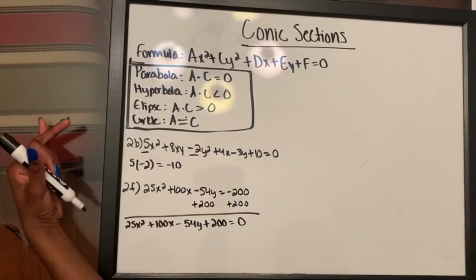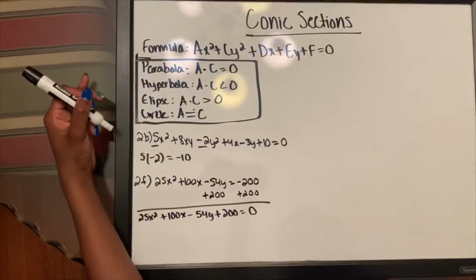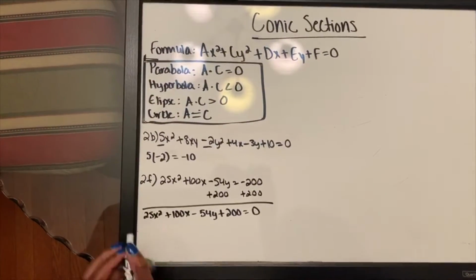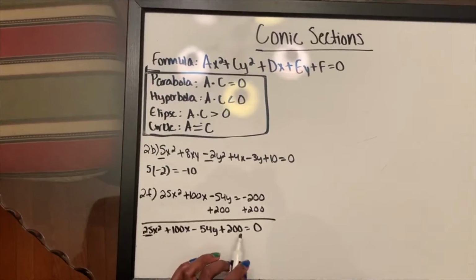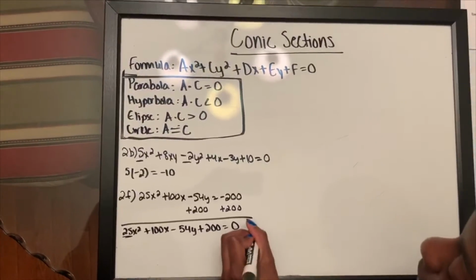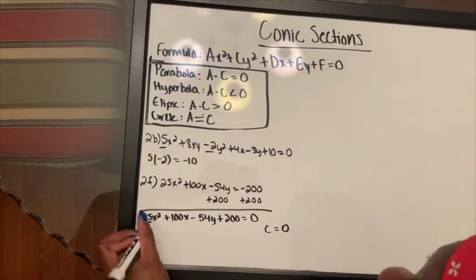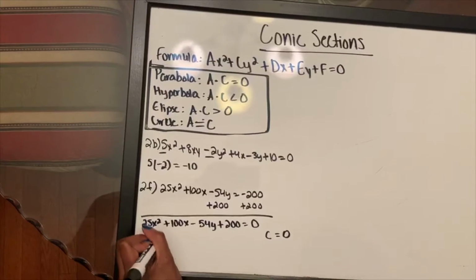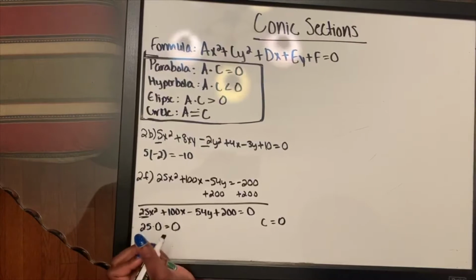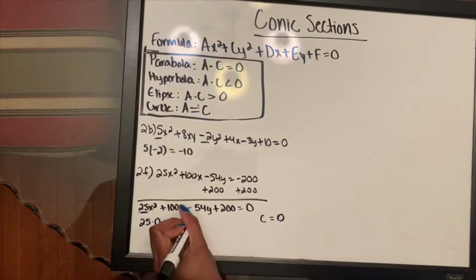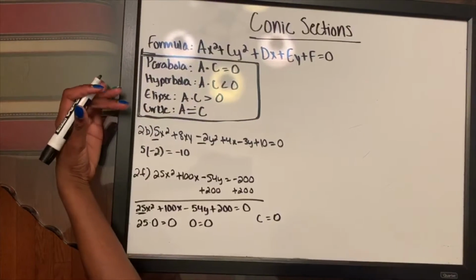Now we can identify this conic section. So going through the rules again, for the parabola, A times C would have to equal 0. A would be 25, but in this conic section, there is no C, so C would be 0. When you multiply A and C, 25 times 0, it would equal 0. So in this case, this is indeed a parabola. 0 equals 0. We're gonna keep going though, just so we can get the gist of this.